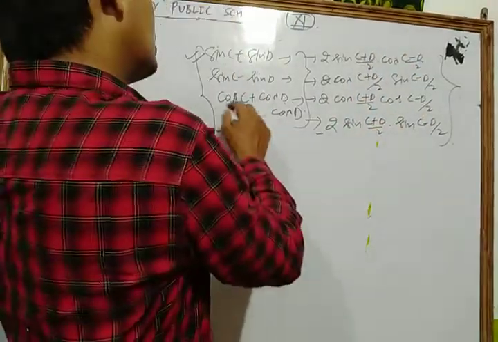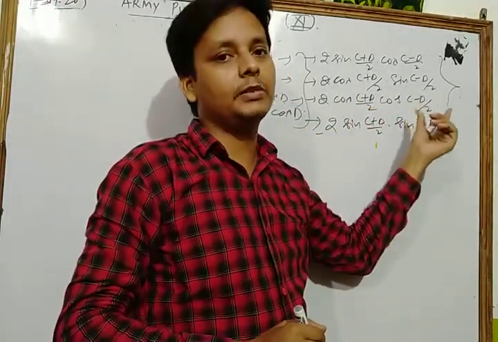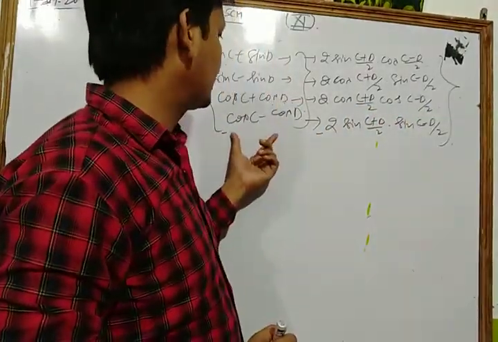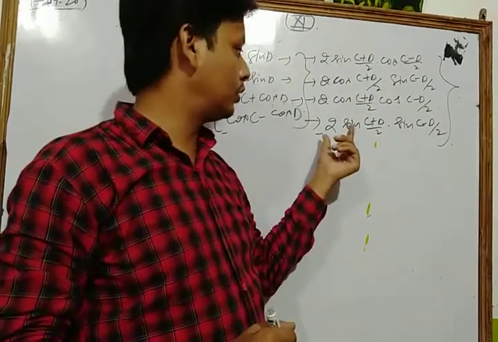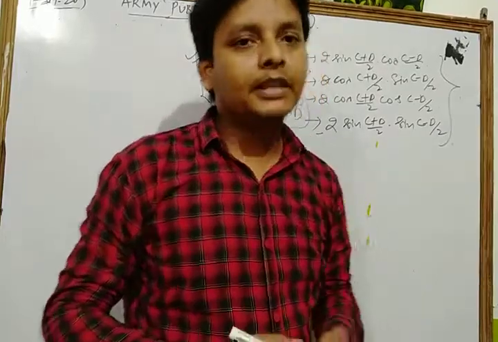Okay. Third one, cos C plus cos D, which is equal to 2 cos (C plus D by 2) into cos (C minus D by 2). Last one, cos C minus cos D, that is equal to minus 2 sin (C plus D by 2) into sin (C minus D by 2).